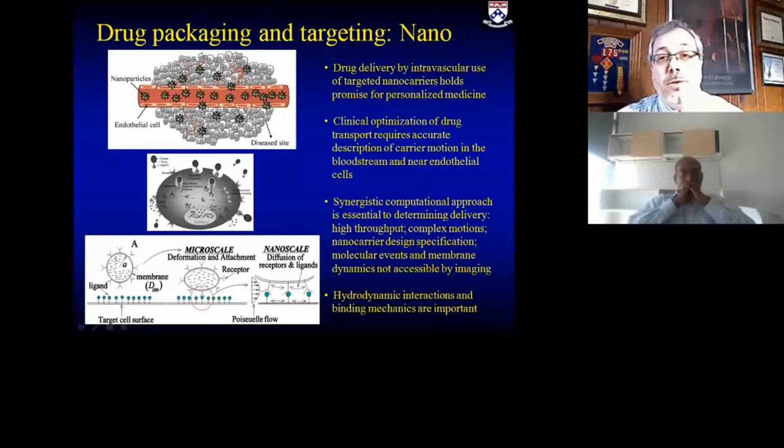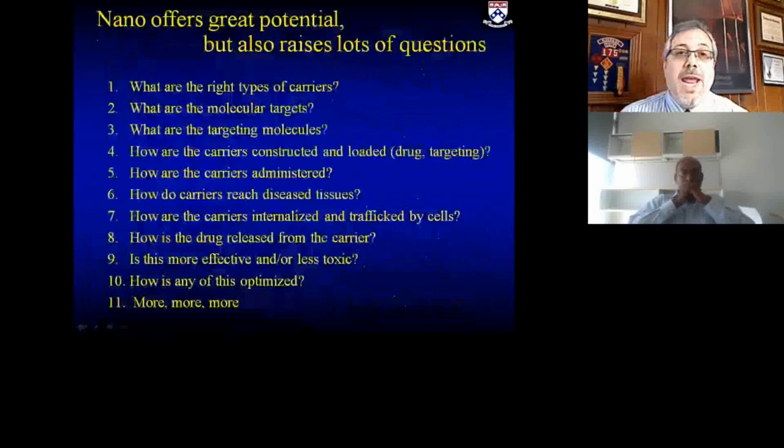And so we use a synergistic computational approach in synergism with experimental methods to determine delivery, high throughput, complex motions, nanocarrier design specification, to really categorize the molecular events and the membrane dynamics, which are not accessible by typical techniques of imaging and other methodologies. So as you will see in the second half, we really get into the hydrodynamic interactions and the binding mechanisms, which are important in the description here.